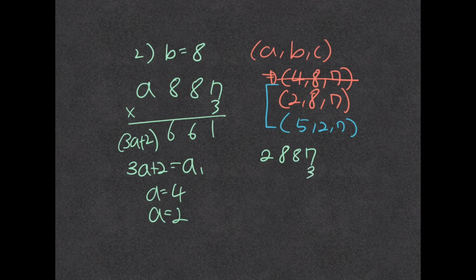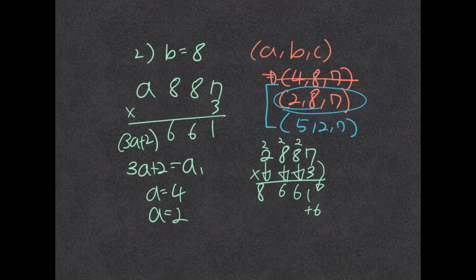2887 times 3. It's a 4-digit number, right? 2, 6, 2, 6, 2, 8. So let's see. 2 should be changed into 8. 8 should be 6. 8 should be 6, and 7. Oh, plus 6, and then it'll become 7. So I guess this works, right?